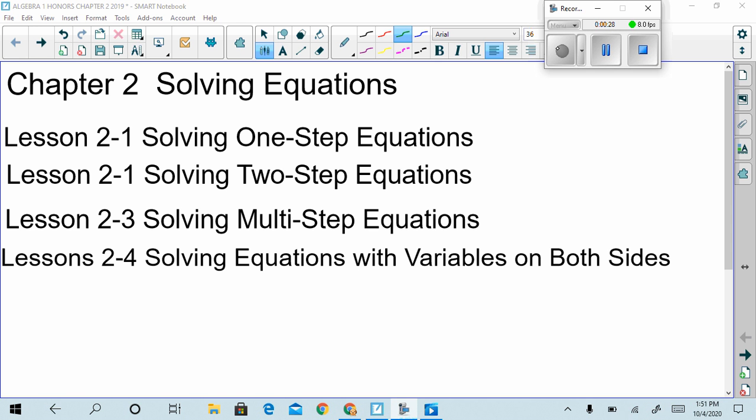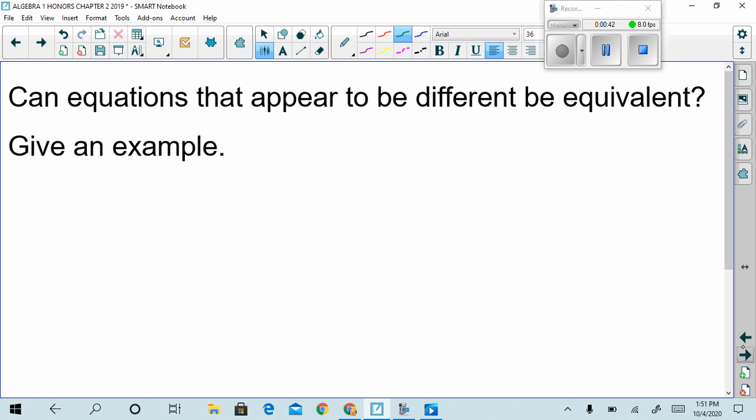I imagine the beginning of this chapter, these first 4 sections will go pretty quickly because we've all solved equations before. And then we'll get on to more in-depth work like the literal equations and so on. In order to discuss equations, we want to first talk about this equivalency. Can equations that appear to be different be equivalent? Give an example. We'll share those in class.